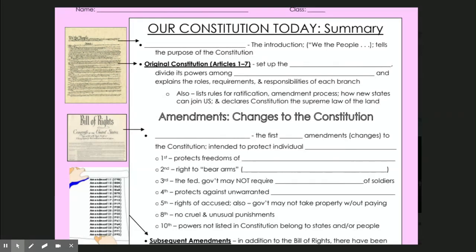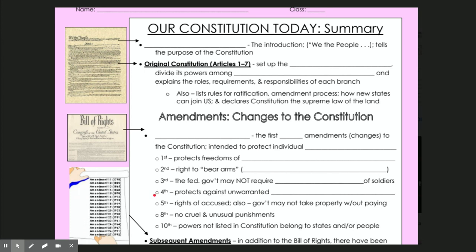The Fifth Amendment is the rights of the accused. The Fifth Amendment gives you the right to remain silent, among other things. It also says the government may not take away property without paying for it. We'll talk about that more in school as well. The sixth and seventh, you don't have to worry about. The eighth, no cruel and unusual punishments. The 10th is powers not listed in the Constitution belong to the states and or people.